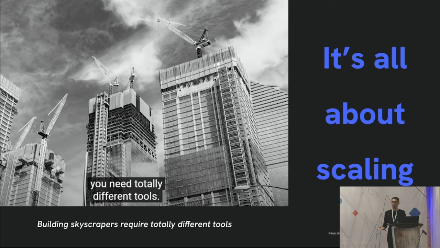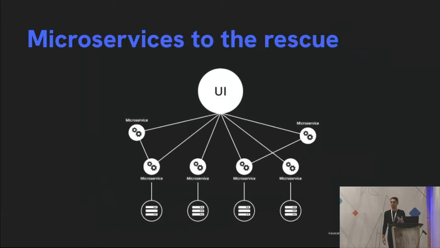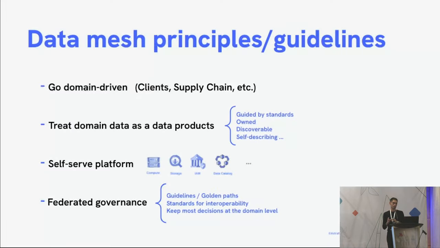And this is what also happened in software engineering, right? If you think about the 90s, when we had monolithic applications, it was starting to get messy, and then the microservice came to rescue us. And here is where the data mesh principle and concept came. And these are the main principles, the guidelines that we need to follow.